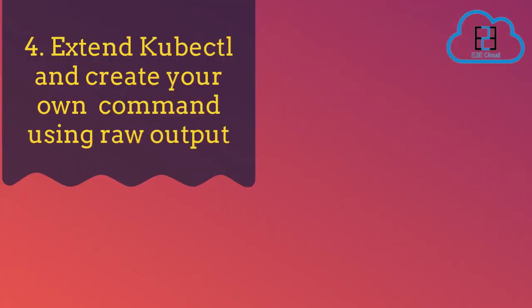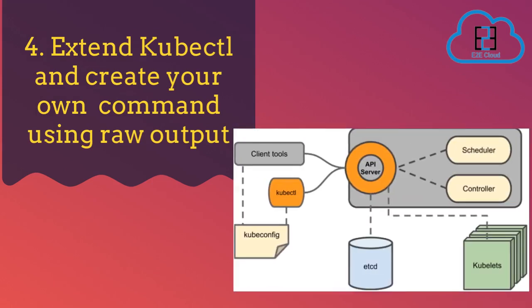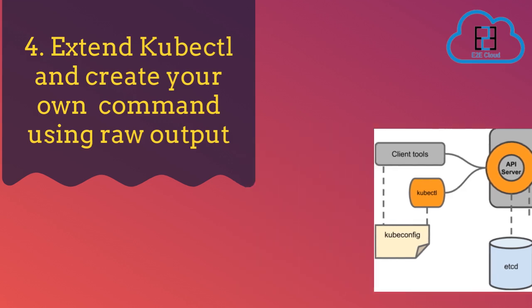Next is, extend Kubectl and create your own commands, using raw outputs. The Kubectl command provides a summarized view of the resources stored by the API server. There are many more fields stored by the API server that are not shown. You can use the Kubectl get command with the raw resource output to create your own visualization and commands.